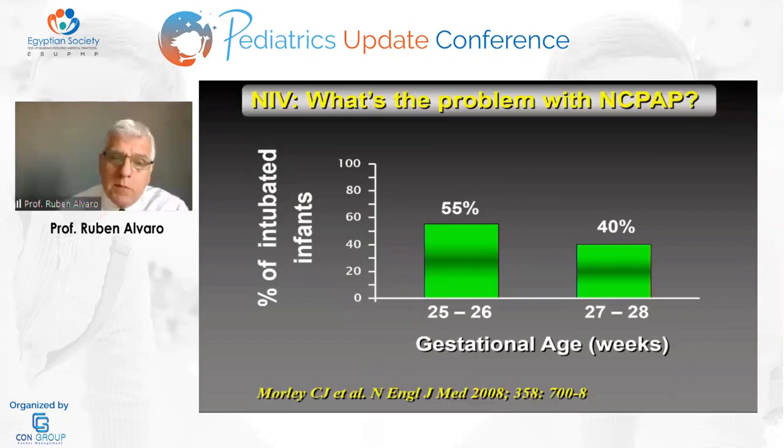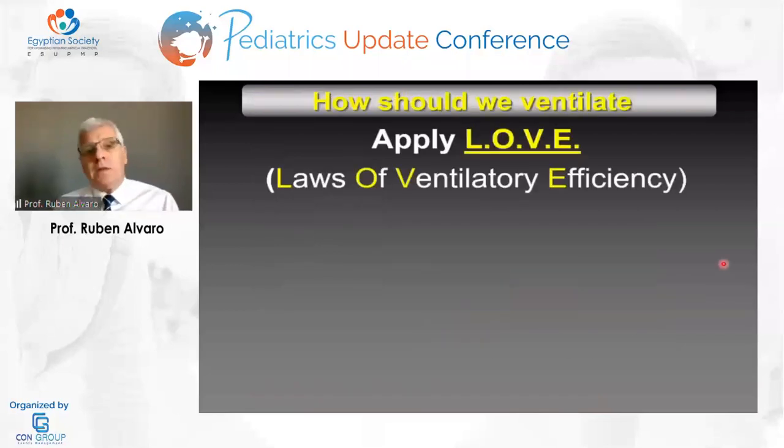55% of babies between 25 and 26 weeks failed initial nasal CPAP and needed to be intubated. And even 40% of babies between 27 and 28 weeks also failed nasal CPAP and needed to be intubated. So definitely we cannot get away with mechanical ventilation yet. So how do we ventilate these infants?